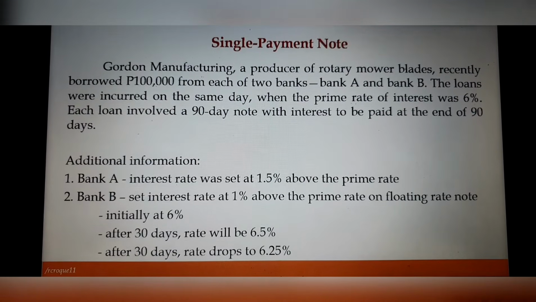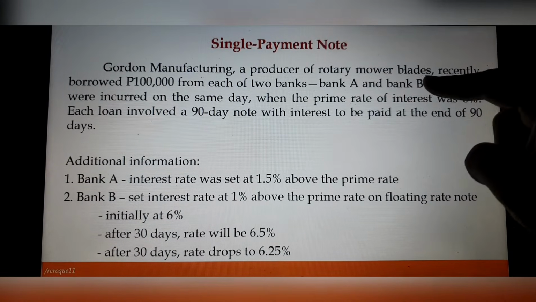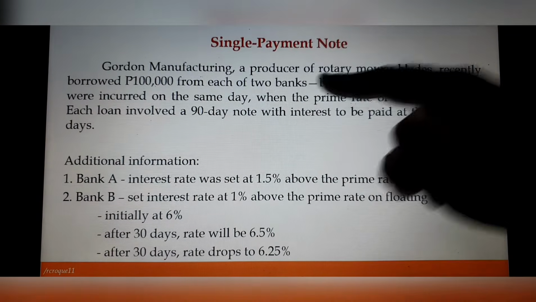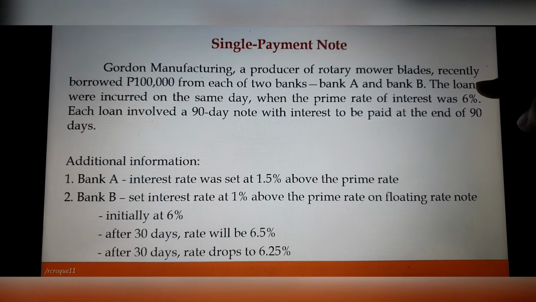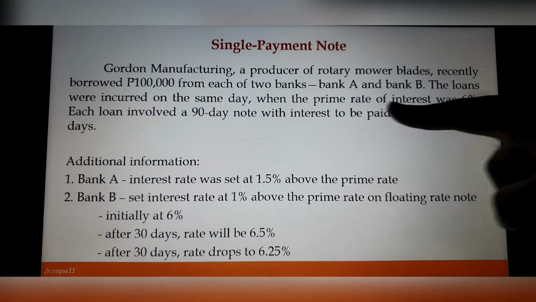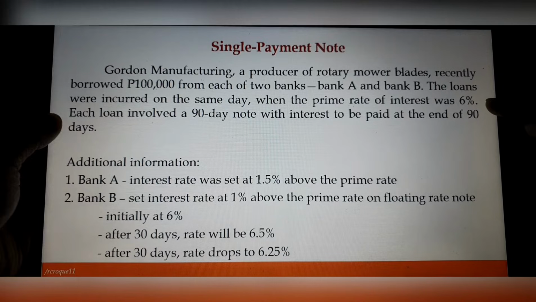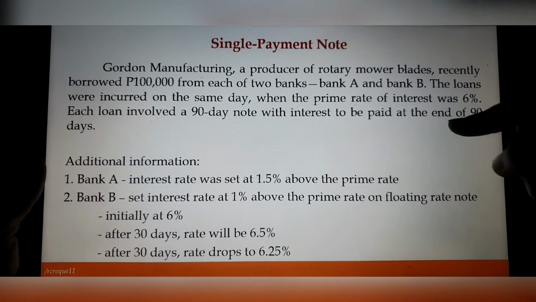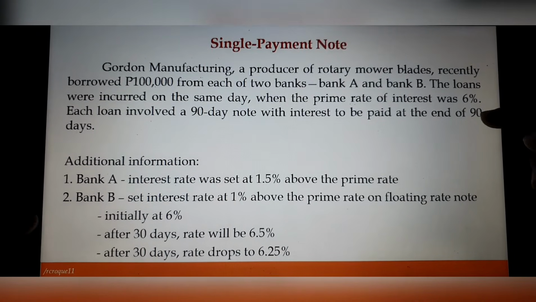Now, let's have an example on single payment note. So the Gordon Manufacturing, a producer of rotary mower blades, recently borrowed 100,000 from each of two banks. So 100,000 kay Bank A and Bank B, 100,000 din. So the loans were incurred on the same day when the prime rate of interest was 6%. So each loan involved a 90-day note with interest to be paid at the end of 90 days. So lahat ng interest paid at the maturity.